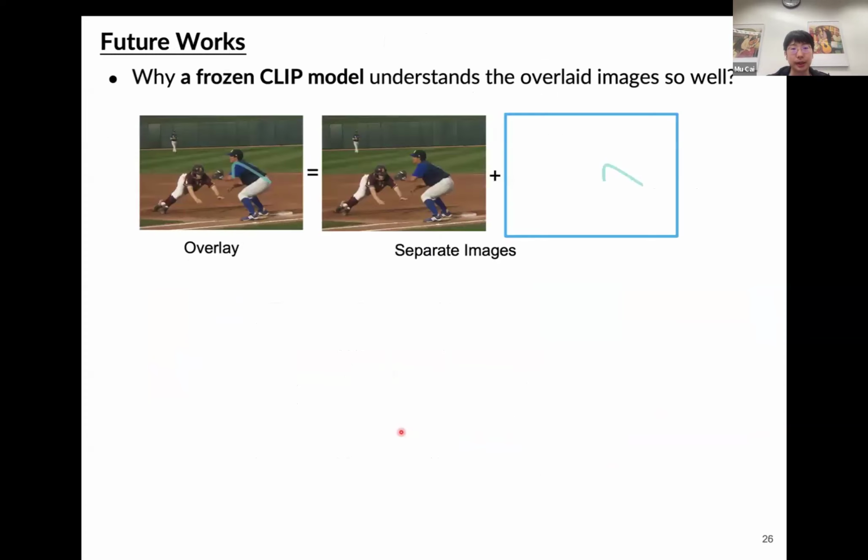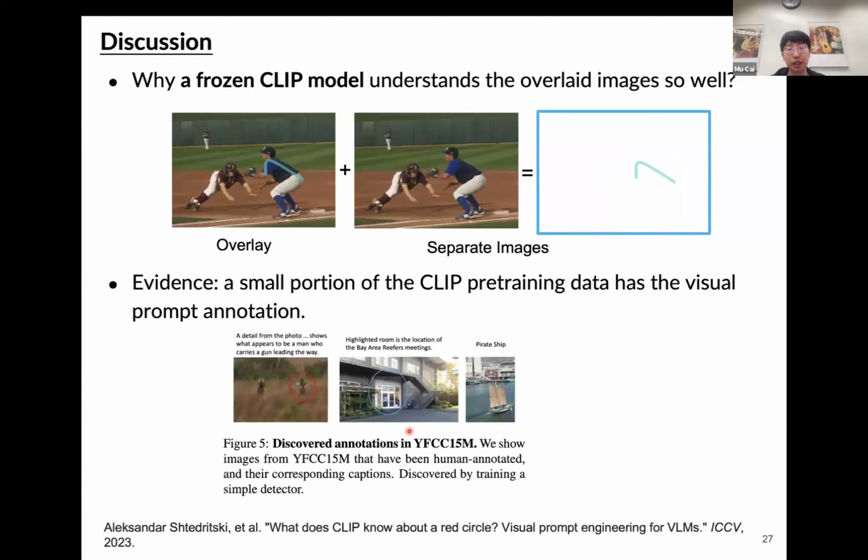So finally, one question is, let's rethink why such a simple visual prompt can work. Because the overlay image can just be separated from the original image and visual prompts. We found out that actually in CLIP training, there is a small amount of data with visual prompts. Here is a finding from an ICCV 2023 paper, where they found that in YFCC 15 million, they can find some image-caption pairs with such annotations like circles.